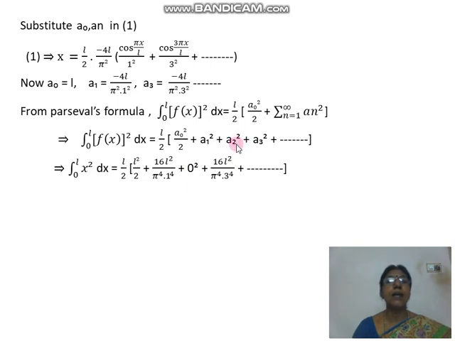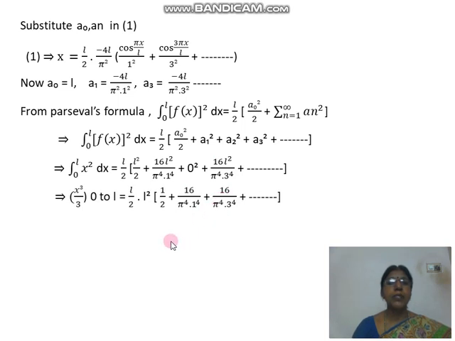For evens we have 0: a2, a4 and these are all zeros. So 0 square plus a3 square is there, so whole square of this. a3 square means whole square of minus 4L by pi square 3 square. When squared, it is plus 16L square in numerator, pi power 4, 3 power 4. Okay. Now for the deduction you put the same RHS, and the LHS is an integration with limits 0 to L.